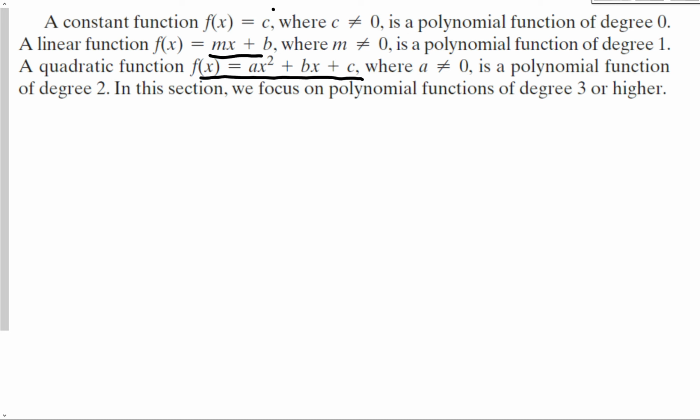Quadratics, the standard form of a quadratic, ax squared plus bx plus c, where a is not equal to 0, is a polynomial function of degree 2. Okay, so we've talked about constant functions. We've graphed a lot of lines. We've graphed parabolas in the previous section. In this section, we go bigger, right?